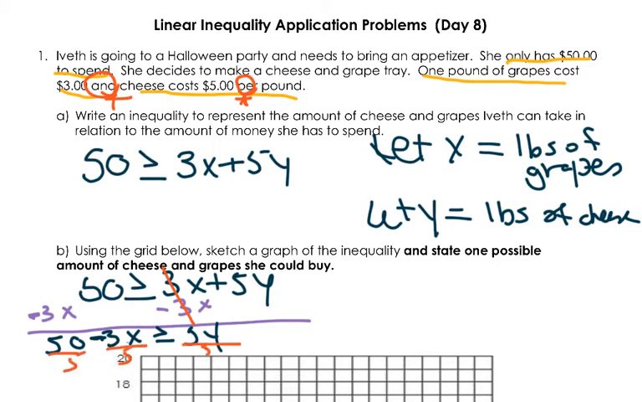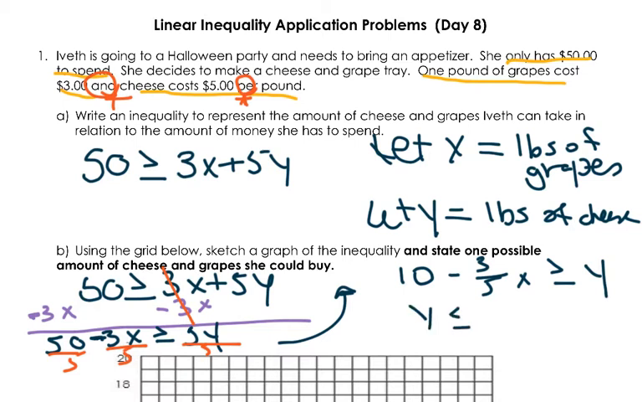I would then have to divide everything by 5. I'm just going to bring it up here so we could see it nice and neat. We would have 10 minus 3 over 5x is greater than or equal to y. Okay, and if we wanted to read it so that y is on the left, we could just flip this and have y is less than or equal to, actually, let's put it in the way that we would see it in slope-intercept form. Negative 3 over 5x plus 10.